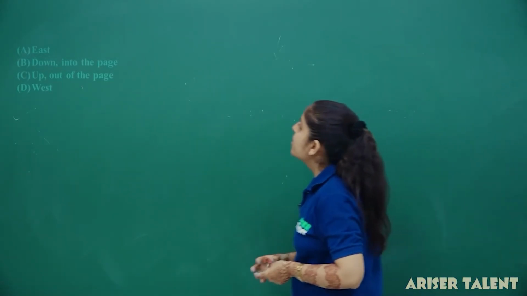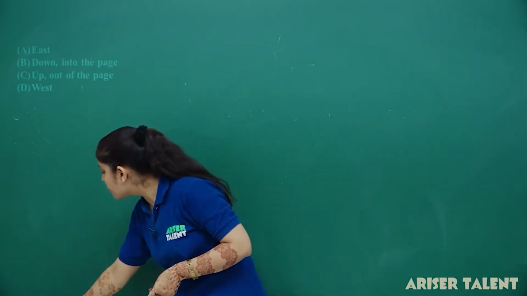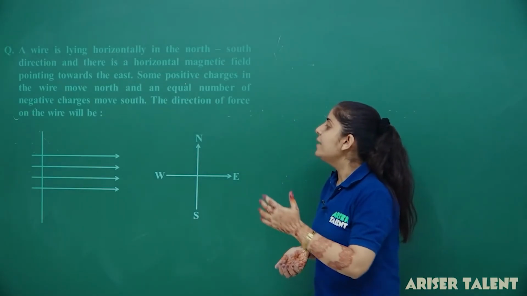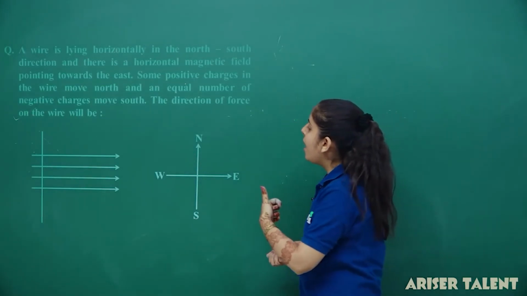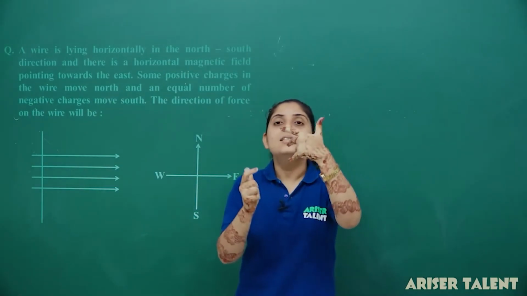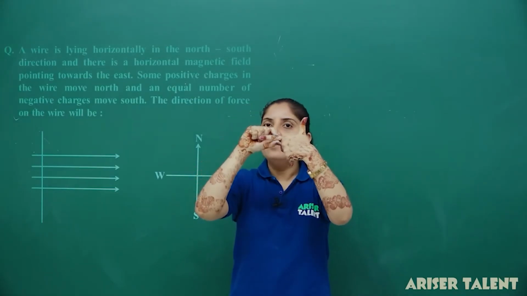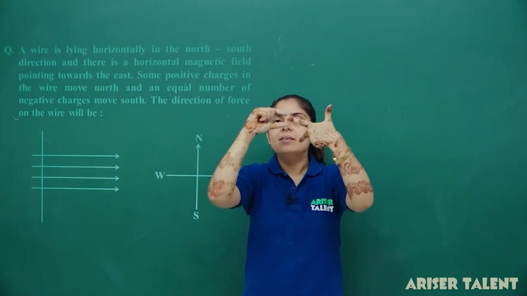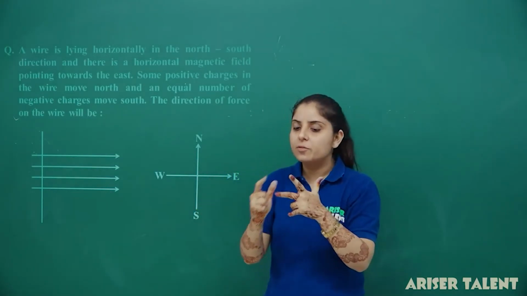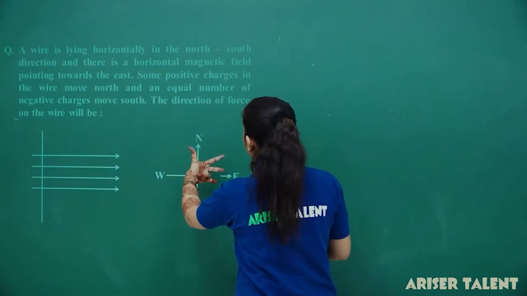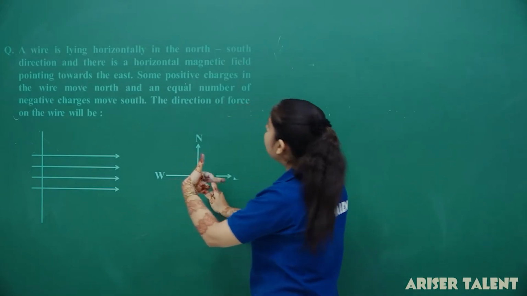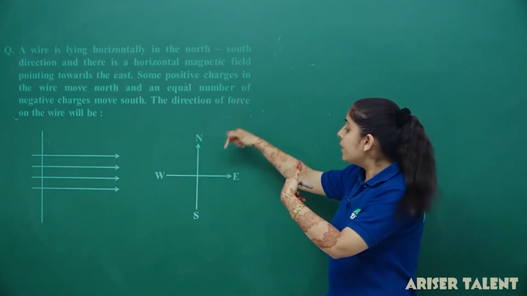Which will be the correct direction here? We have to apply Fleming's rule for finding the direction of the force. If the magnetic field is in this direction and the charges are moving in this direction, I orient the fingers of my left hand in such a fashion that the middle finger gives me the direction of field, this finger gives me the direction of current, and the thumb gives the direction of the force. As the magnetic field is coming here, and the negative charges are moving downwards.